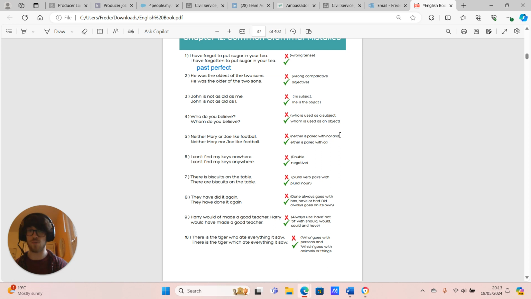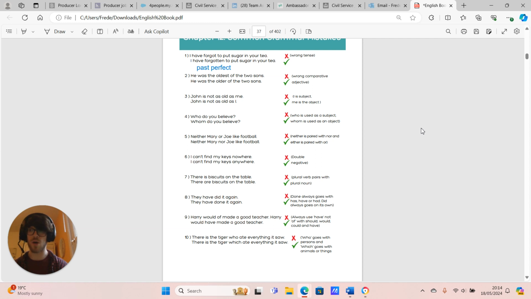If you wanted to say that he was the oldest, you could say between the two sons, he was the oldest, perhaps. You're stating that he is definitively the oldest. But here we're comparing the two. The way this sentence is structured, we are comparing the two.